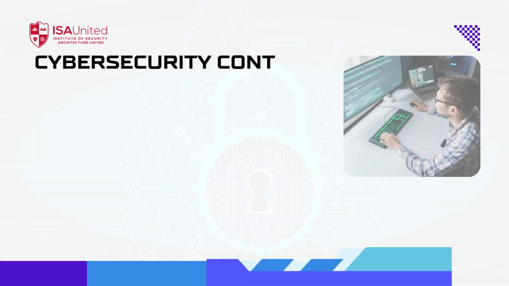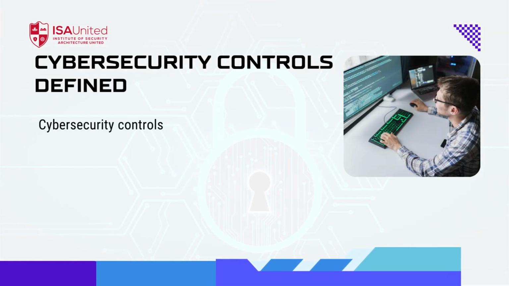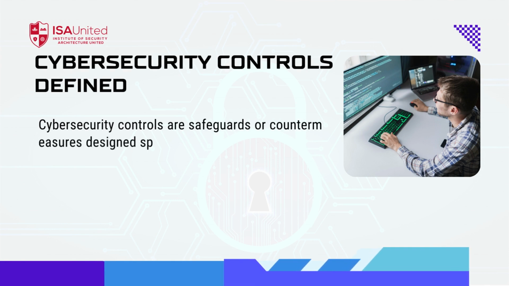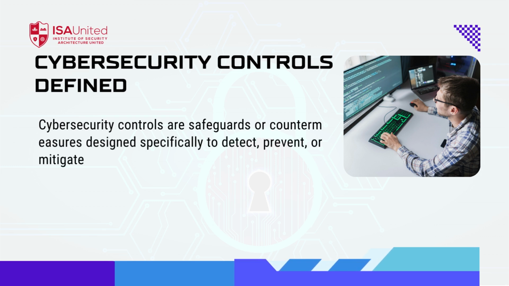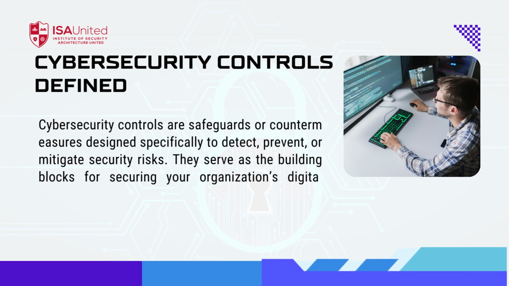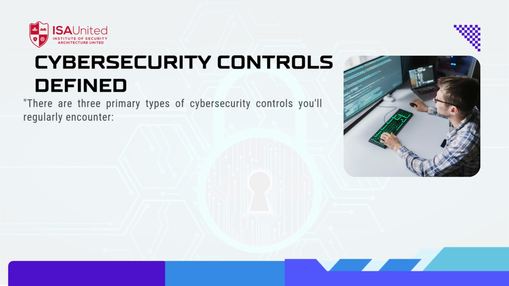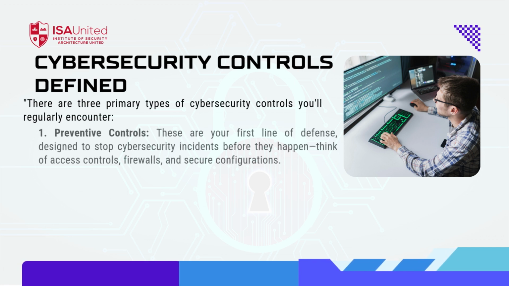Cybersecurity controls defined. What exactly are cybersecurity controls? Cybersecurity controls are safeguards or countermeasures designed specifically to detect, prevent, or mitigate security risks. They serve as the building blocks for securing your organization's digital environment. There are three primary types of cybersecurity controls you'll regularly encounter. 1. Preventive controls. These are your first line of defense, designed to stop cybersecurity incidents before they happen. Think of access controls, firewalls, and secure configurations.